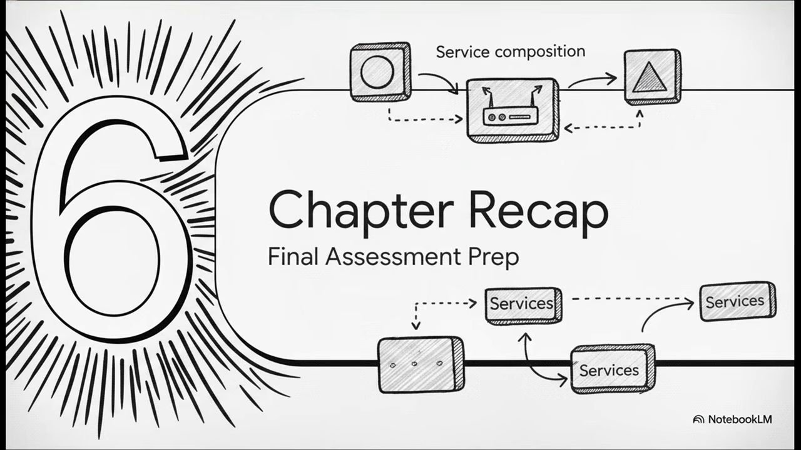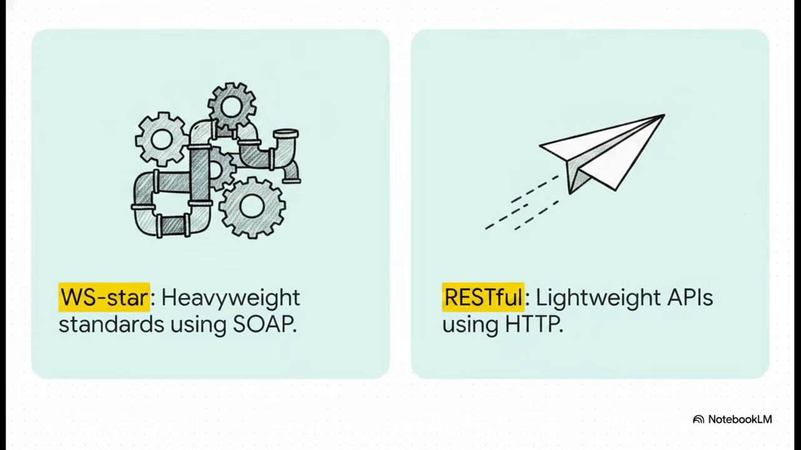Finally, Section 6, Chapter 18 Master Recap, Final Assessment Prep. Let's initiate a rapid-fire review of the key points from the entire chapter to make sure you're prepped for your final assessments. First, remember the core technical differences in implementation. We have the heavyweight WS-* standards, which use SOAP for messaging and WSDL to define interfaces. And we contrast that with the lightweight RESTful APIs, which simply use standard HTTP verbs like GET and POST.